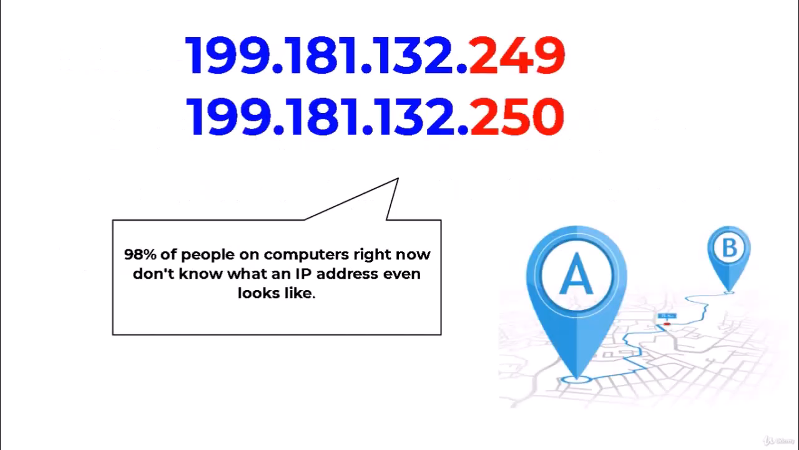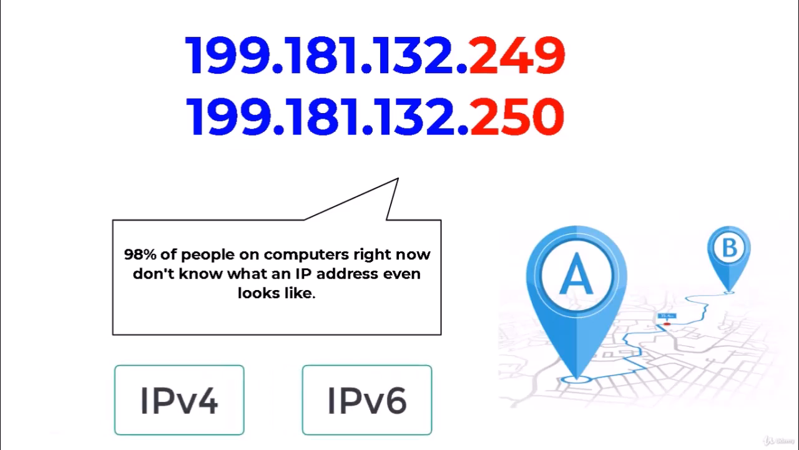So let us see an example of IP address. As you can see, many of the people who are using computers or mobile devices do not even know what an IP address is. If you tell them a number, they are just confused whether this is an IP address or not. As I said in the previous lecture, there are two types of IP addresses. The first one is the IPv4 version, and the second one is the IPv6 version.